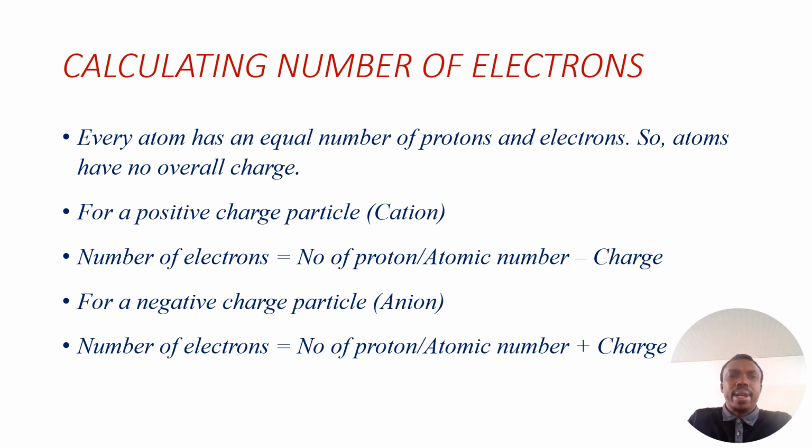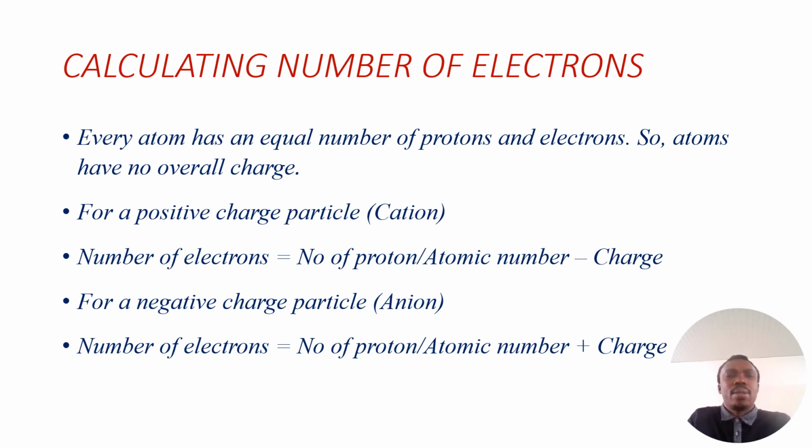So we're looking at how you can calculate the number of electrons. For a neutral atom, the number of protons is equal to the number of electrons. A neutral atom is an atom without charge. So at that point, the number of protons is equal to the number of electrons. That's why we say every atom has an equal number of protons and electrons. So atoms have no overall charge. That's why an atom is said to be electrically neutral, because the number of protons is equal to the number of electrons.